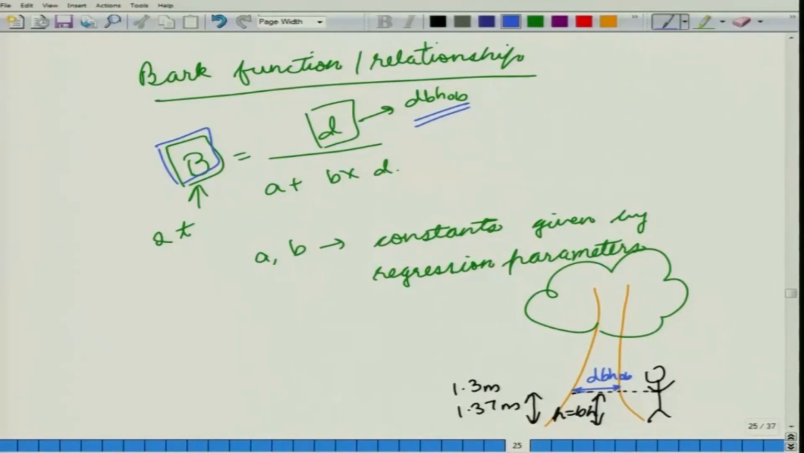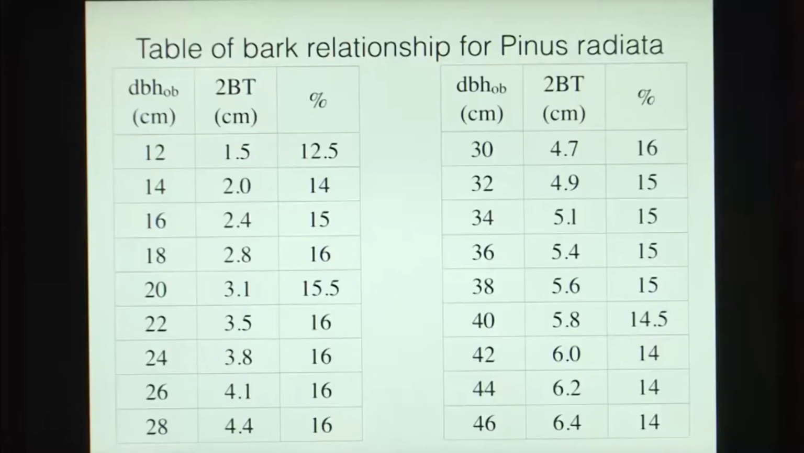So, this is a table of bark relationship for Pinus radiata. Here you can see in the first column we have diameter at breast height over bark. In the second column we have twice the bark thickness that we have represented as capital B, and the third column gives us the percentage. As we can see from this figure, as the dBH over bark increases, the bark percentage goes from 12.5 through 14, 15 and 16, and then it reduces again from 15 to 14.